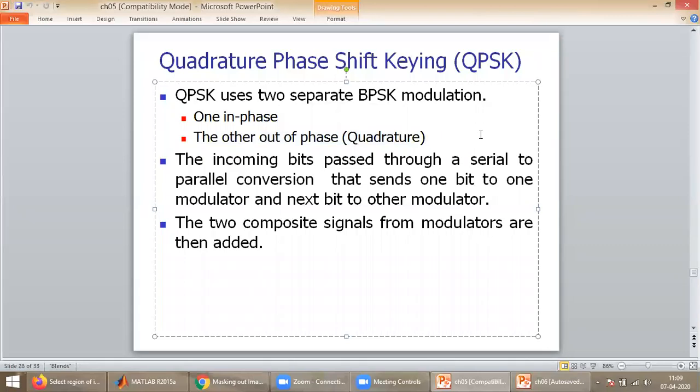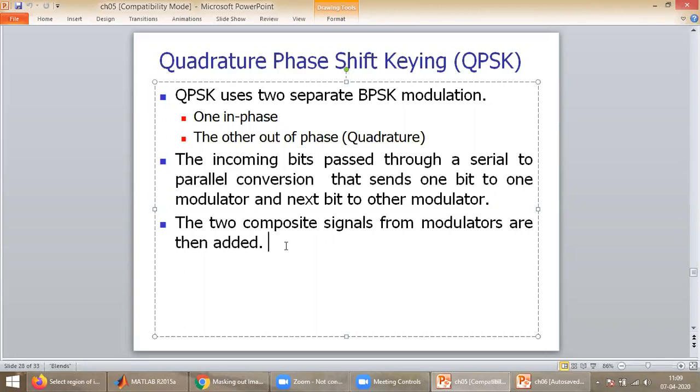Now we'll see how to send the serial bits to two modulators. One is in phase, another one is out of phase. The two composite signals from the modulators are then added. This will produce one composite signal, then this will produce another signal. So these two signals are combined here to generate another composite signal.